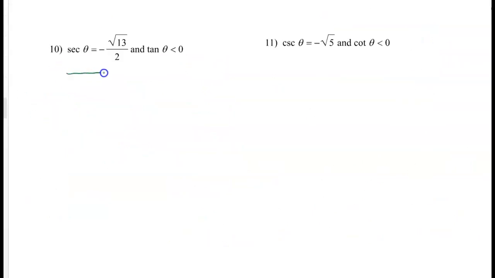If you look at problem number 10, it says the secant of theta is negative. So secant, remember, is the x-coordinate. So x is negative, which puts you in quadrants 2 or 3. The tangent is y over x, and the tangent is negative. So using the idea of the secant, you have to be in quadrant 2 or 3. And since the tangent is negative, you again have to be in quadrant 2.